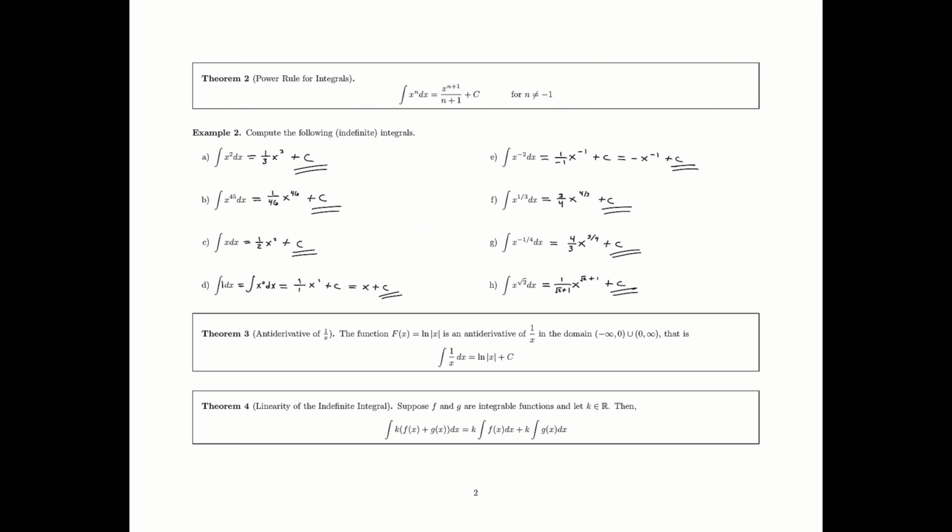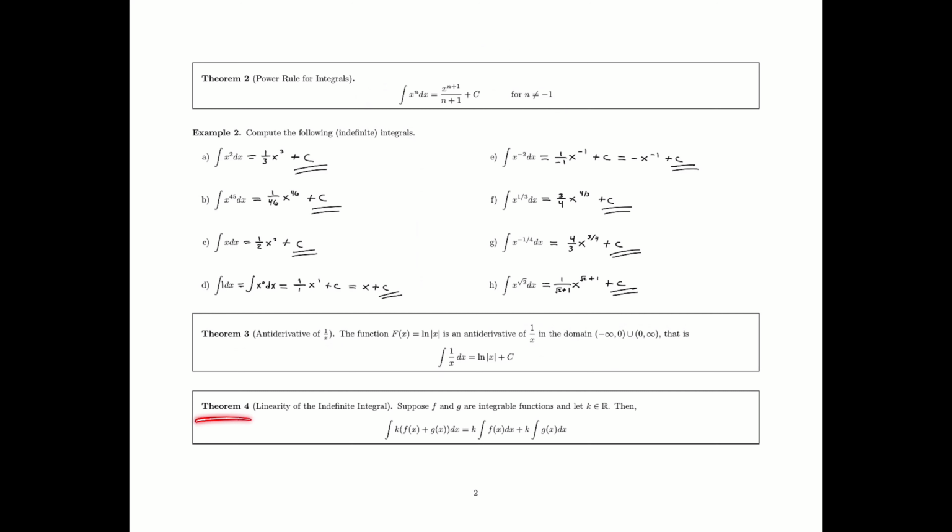So the antiderivative of 1 over x is the natural log of absolute value of x. So that absolute value of x is important. It's because 1 over x, its domain is this expression here, but the natural log of x, its domain is only positive numbers. So there has to be that absolute value there to fix things.